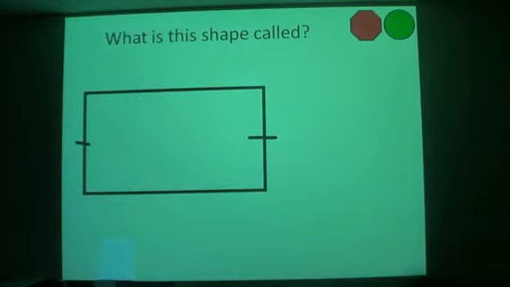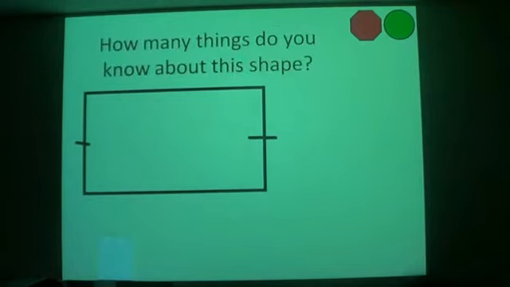What is this shape called? Think about it. Then write down as many things as you know after you press the stop sign. All right, this is a rectangle. I know that it has 2 sides that are of equal length, that all of the angles are 90 degrees, that everything is parallel to each other. The opposite sides are parallel. I know that it has a perimeter. I know that it has an area.